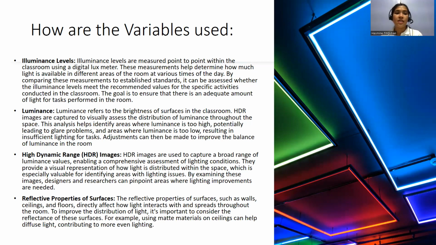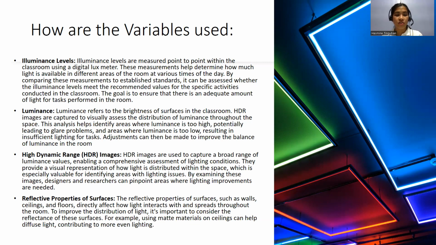Luminance. It refers to the brightness of surfaces in the classroom. HDR images are captured to visually assess the distribution of luminance throughout the space. This analysis helps identify areas where luminance is too high, potentially leading to glare problems, and areas where the luminance is too low, resulting in insufficient lighting for tasks. Adjustments can be made to improve the balance of luminance in the room.